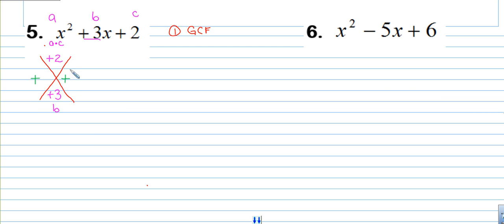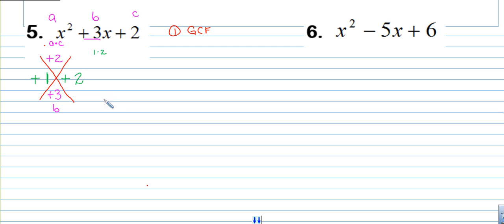Okay? So now, this is going to be a really easy one because there's only two factors of 2. You have 1 times 2. That's it. That's the only numbers that will multiply to give you 2. So this has to be 1, and this has to be 2.